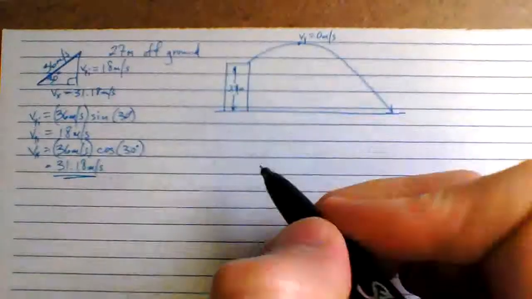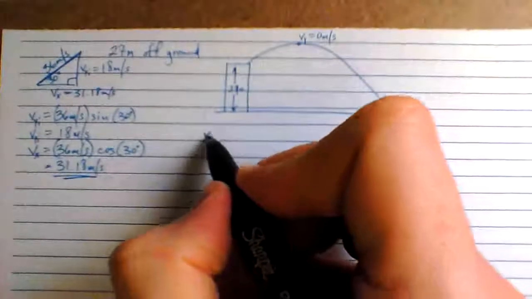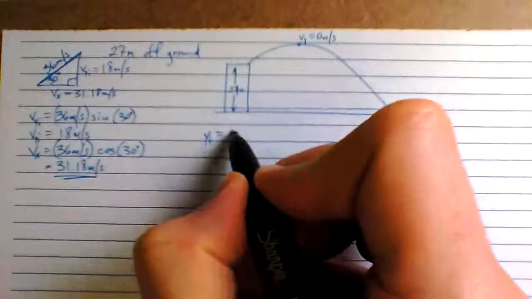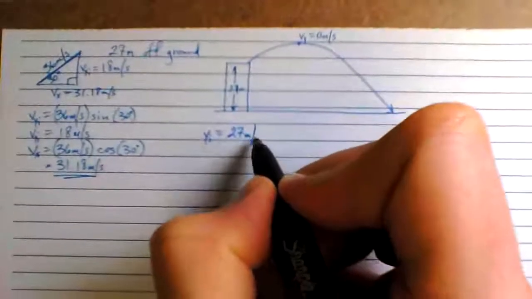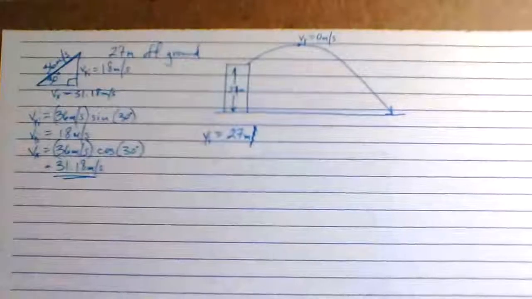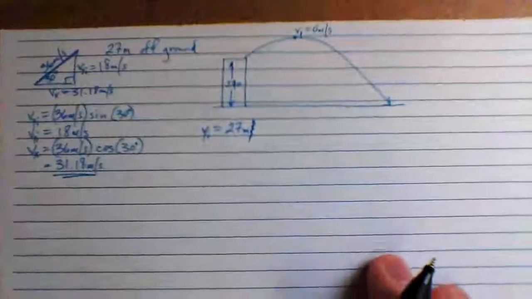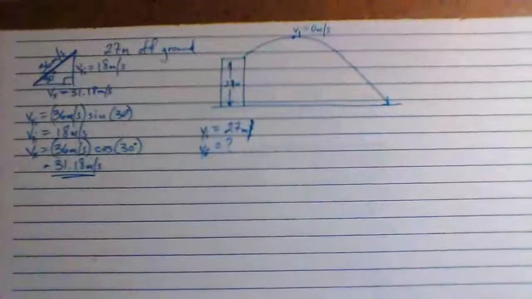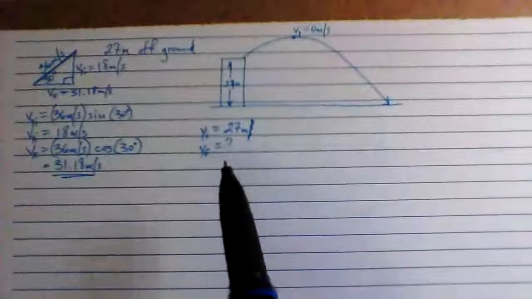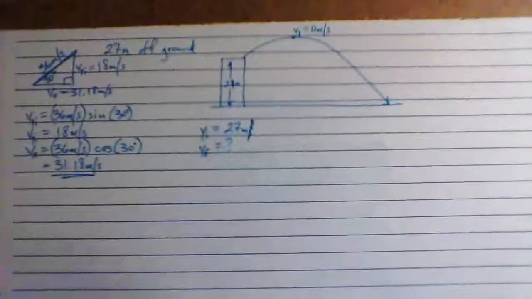So a couple things here. When I'm putting everything down for my y direction, I'm going to say y initial equals 27 meters. I do not know my y final. That's what I'm looking for, y sub f. So I'm going to put y sub f equals question mark. Now, that is going to be my maximum height with respect to the ground.